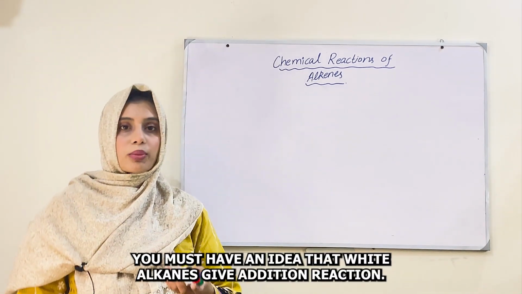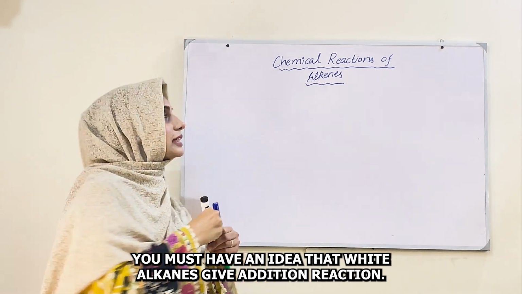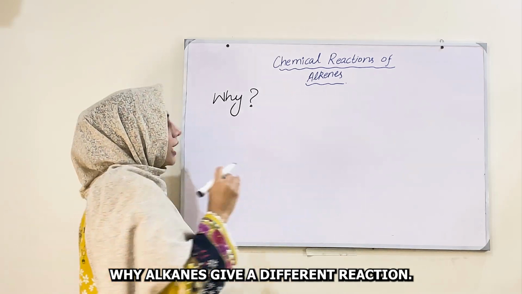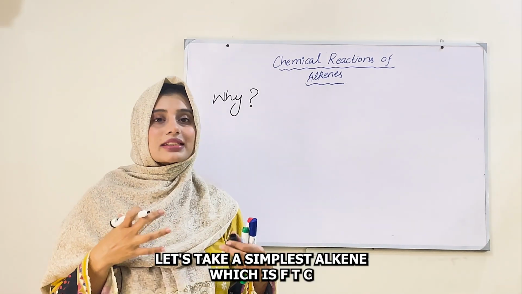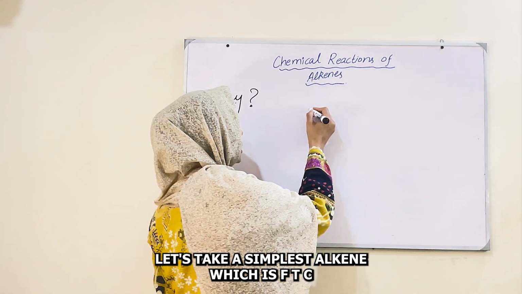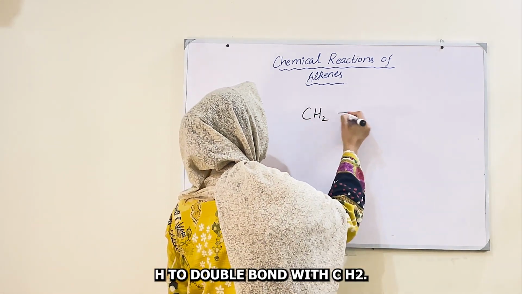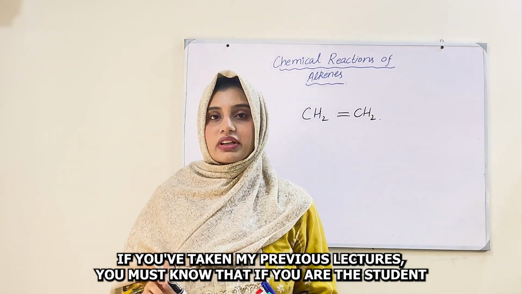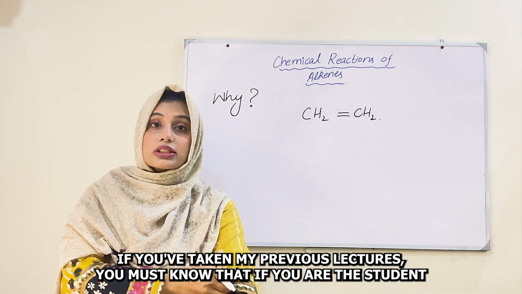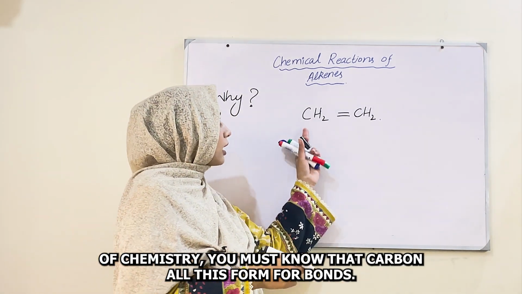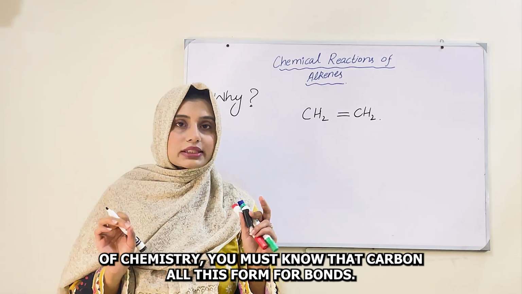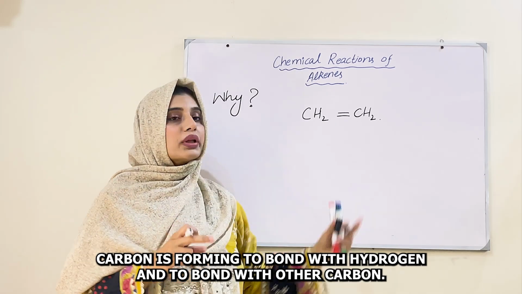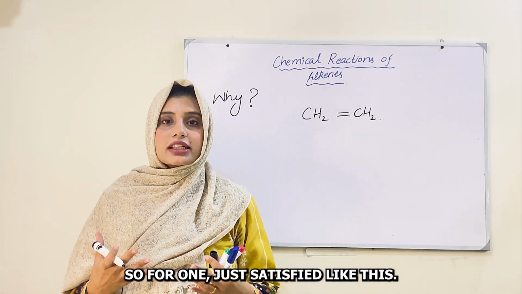First of all, you must have an idea why alkenes give addition reactions. Let's take the simplest alkene, which is ethene, CH2 double bond CH2. If you're a student of chemistry, you must know that carbon always forms four bonds. In this case, carbon is forming two bonds with hydrogen and two bonds with the other carbon. So four bonds are satisfied like this.